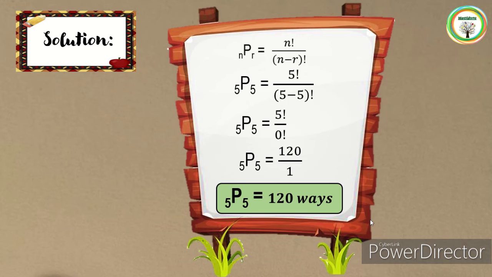So again, as I said earlier, if the value of n and the value of r is equal, just find the factorial of the given number. So this problem is also equal to 5 factorial, or the arrangements is equal to 5 factorial.